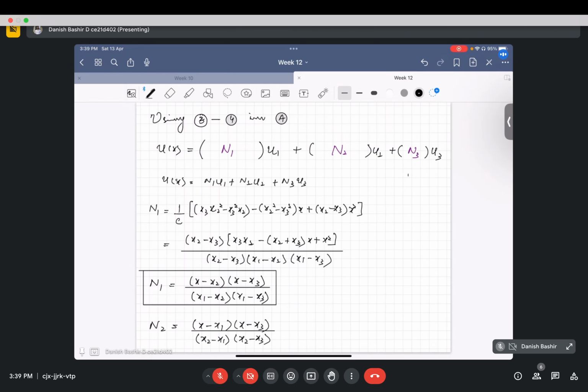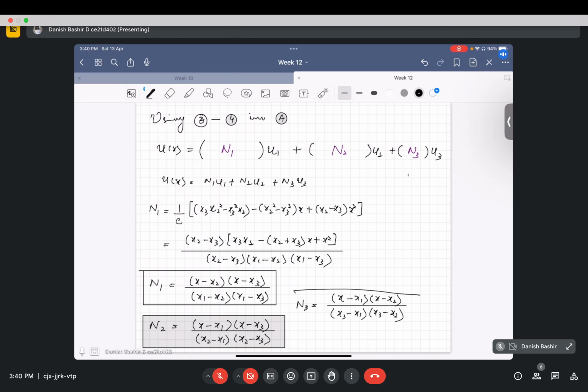And there is one more term, x2 minus x2. That is 0. We don't have to write that. I hope this is clear to you. Similarly, I can write the value of N3 for you people. N3 is equal to, we have to write x but not x3 above. x minus x1 times x minus x2. And in the denominator, there is only x3 minus the other two coordinates: x3 minus x1, x3 minus x2.